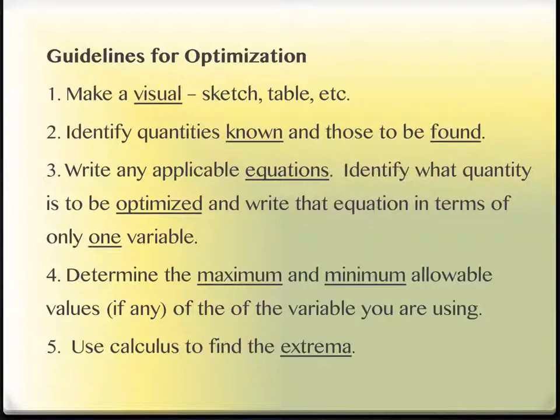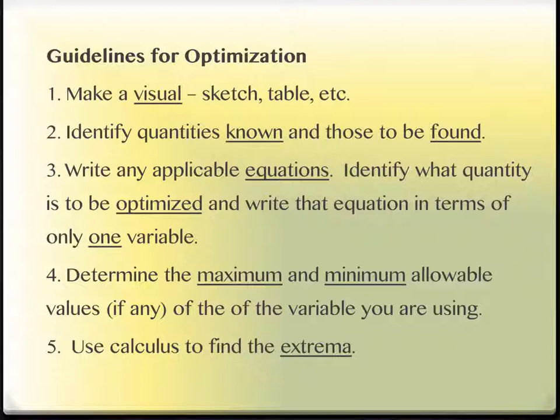The third thing is to write any applicable equations. Identify what it is you're trying to make the biggest or the smallest. What are you trying to optimize? And then we need an equation that's only got one variable in it on the right-hand side. You'll see that happen in, I think, the very first example where it's like, oh, we got to do something different. I can't have two variables over there and continue in this problem.